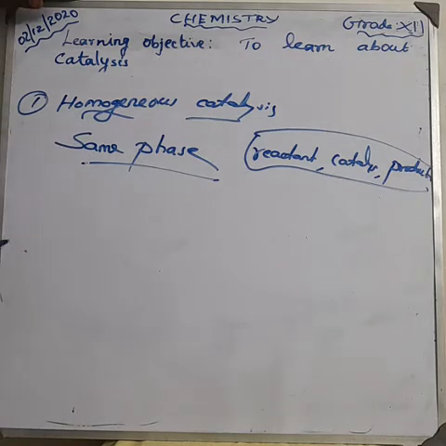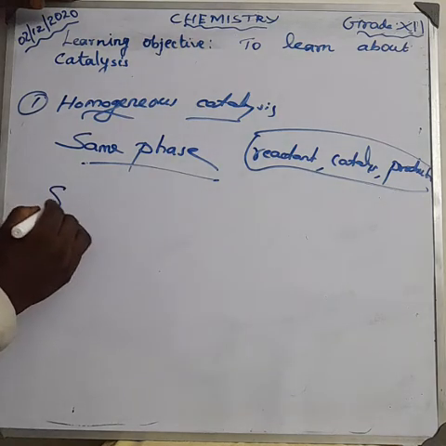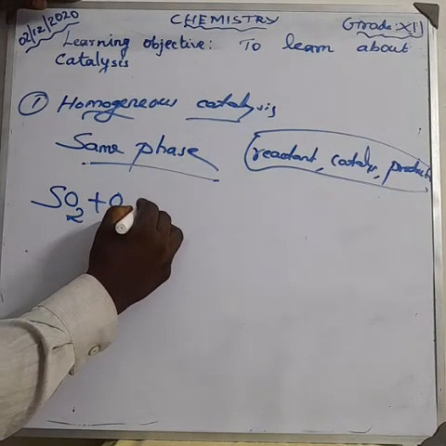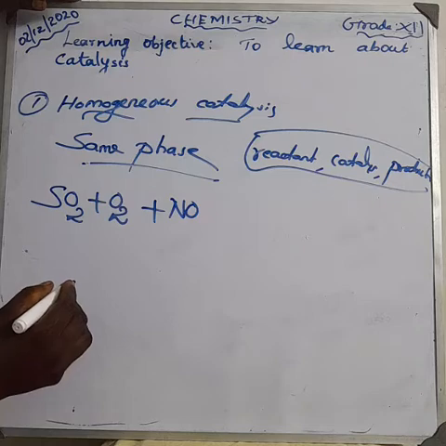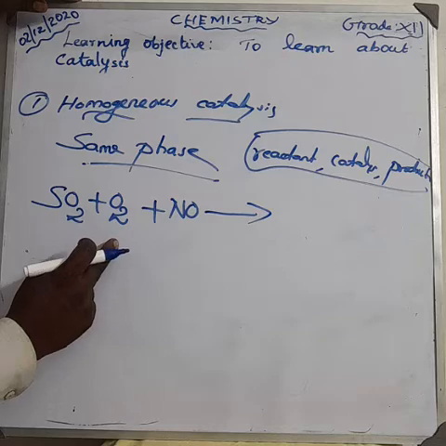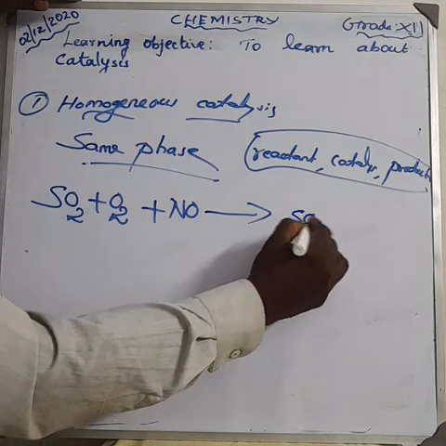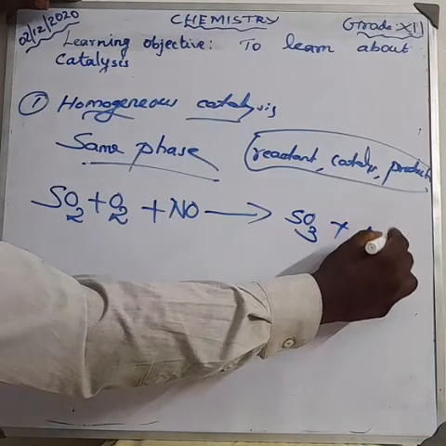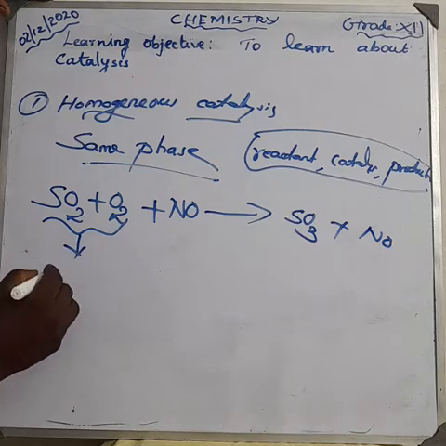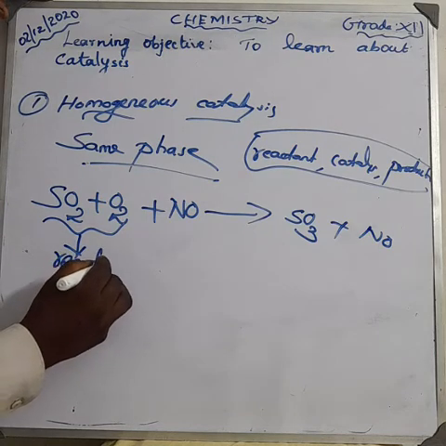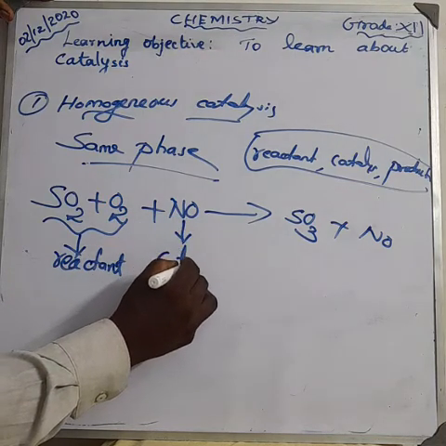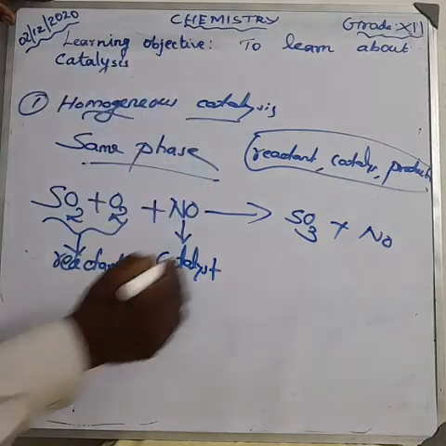For example, the reaction between sulfur dioxide and oxygen in the presence of NO. We get SO2 combining with O2 to form SO3 plus NO. Here, SO2 and O2 are the reactants. NO is the catalyst. We get the product.